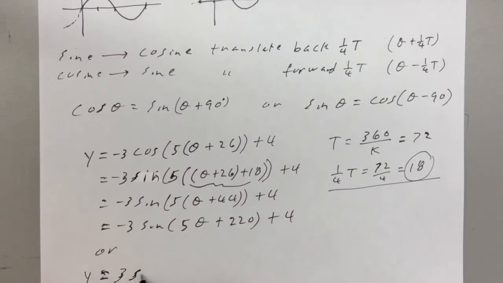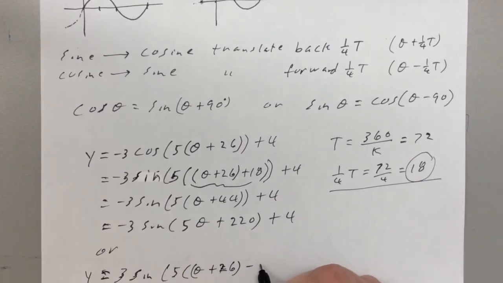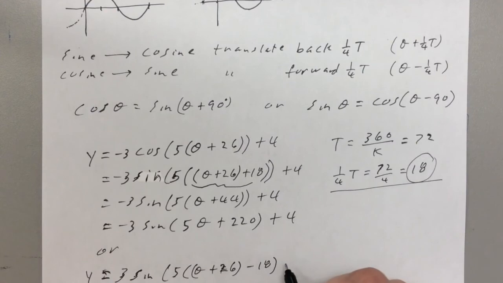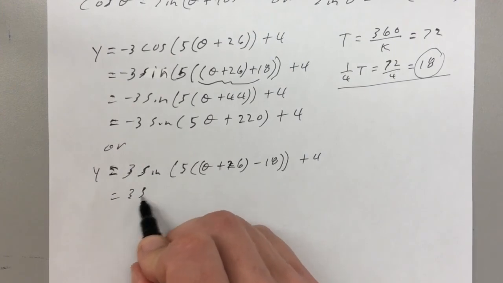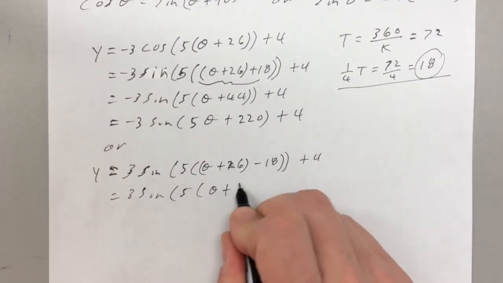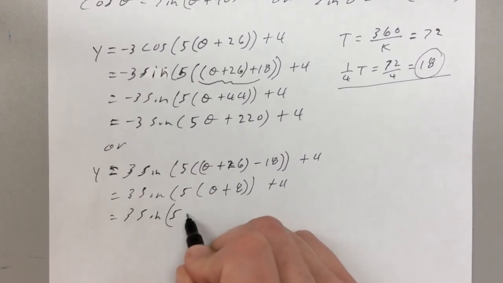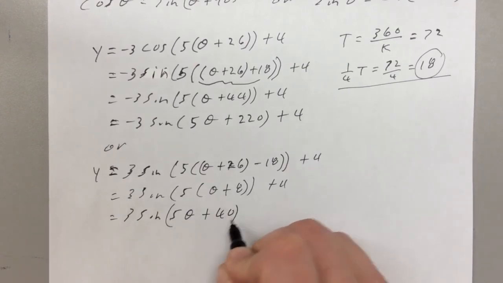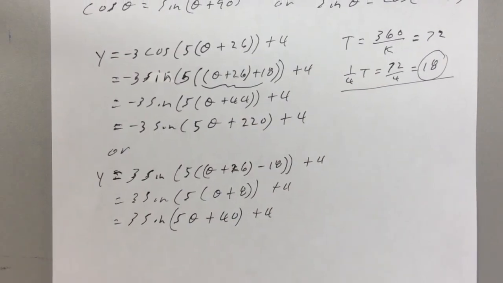So 3 sine 5 theta plus 26 minus 18 plus 4 equals 3 sine 5 theta plus 8 plus 4, which equals 3 sine 5 theta plus 40 plus 4, and you could put that into graphing technology. You graph all three of those and they'll look exactly the same. Okay.